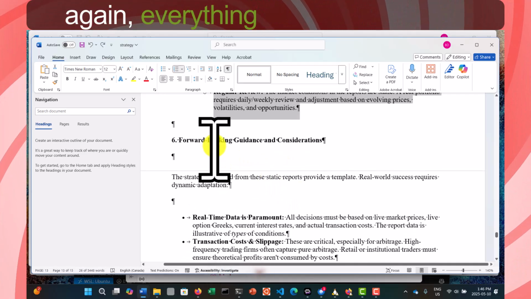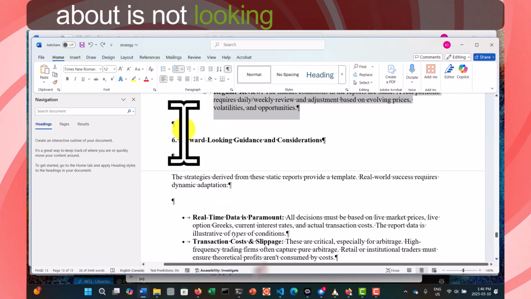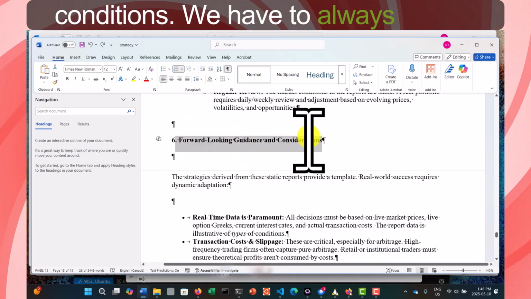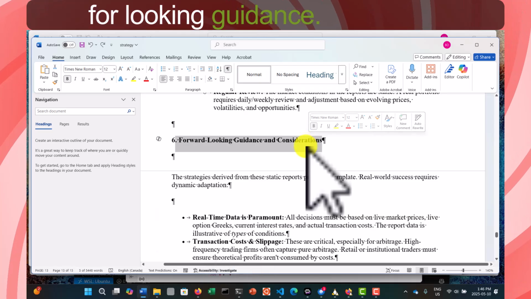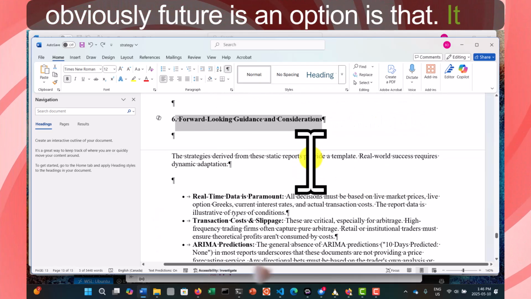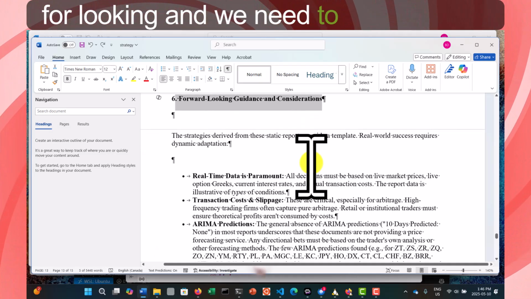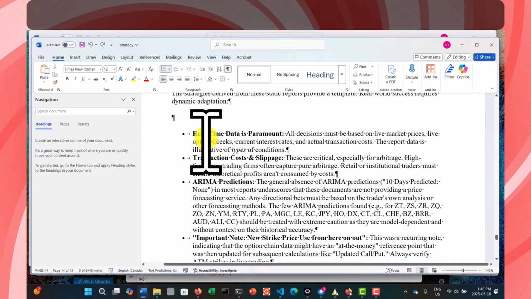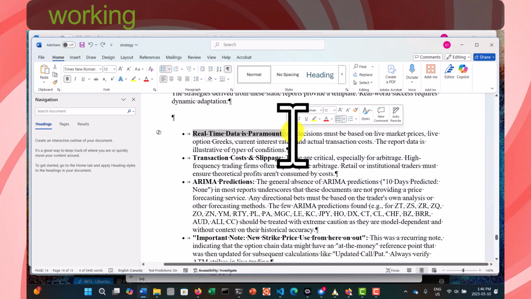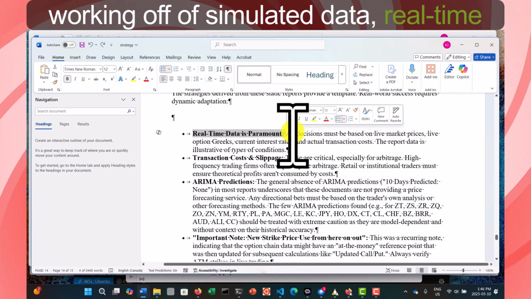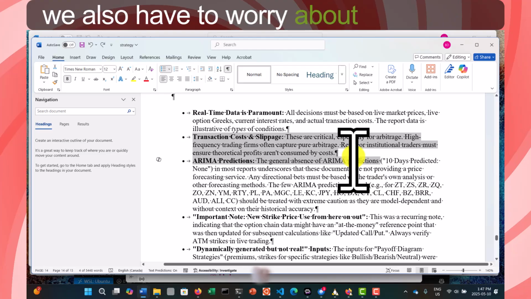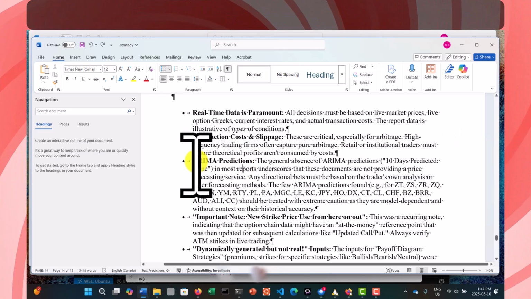So again, everything you need to worry about is not looking at past data, past conditions. We have to always look at forward-looking guidance. Okay. In futures and options, obviously, it is forward-looking, and we need to have various considerations. So this is the warning right here. This is working off of simulated data, real-time data. Warning. Okay. We also have to worry about transaction costs and slippage.